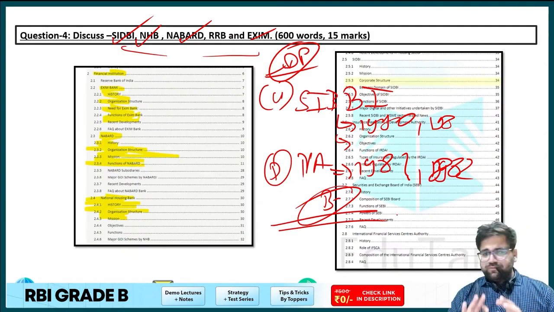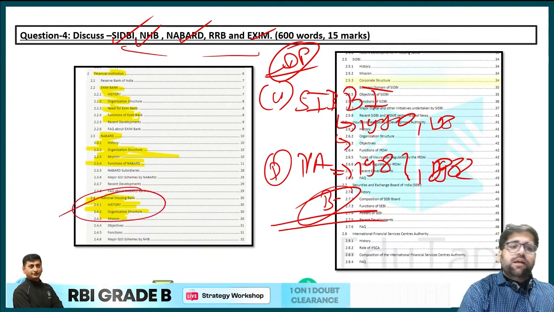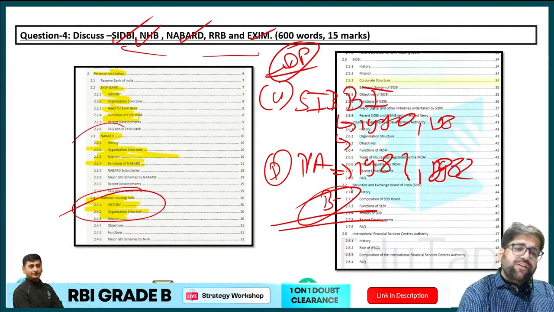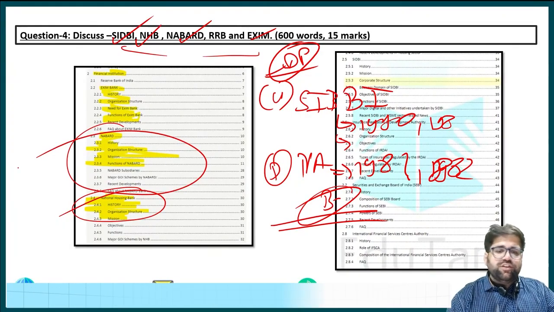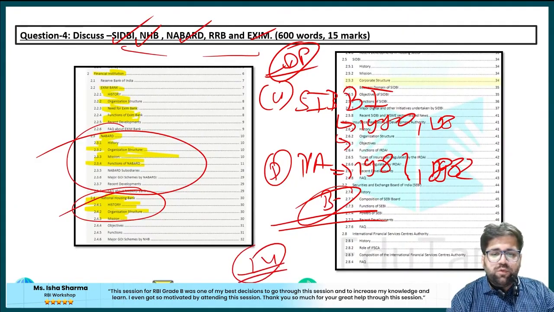A very easy concept. Same goes for National Housing Bank. All these concepts are covered under the financial institutions chapter, which I think is chapter 24.